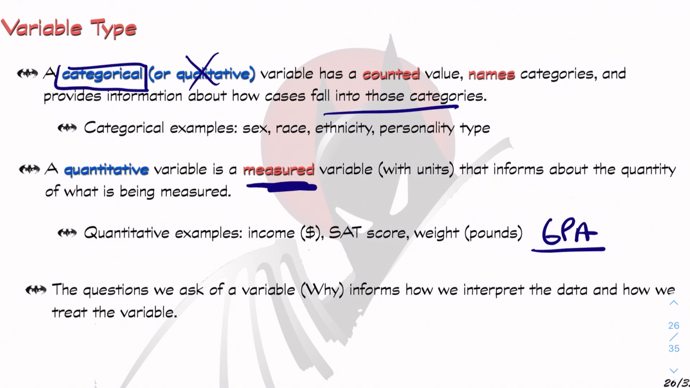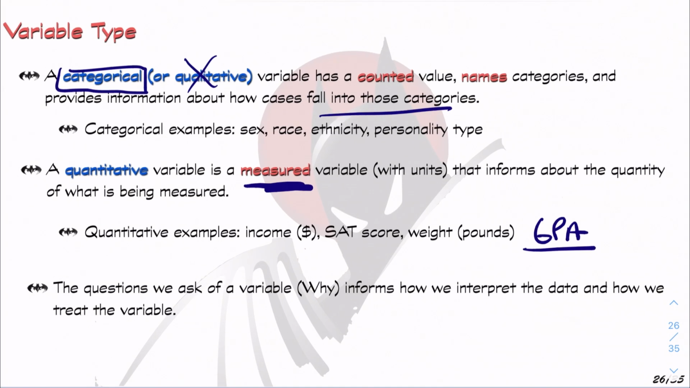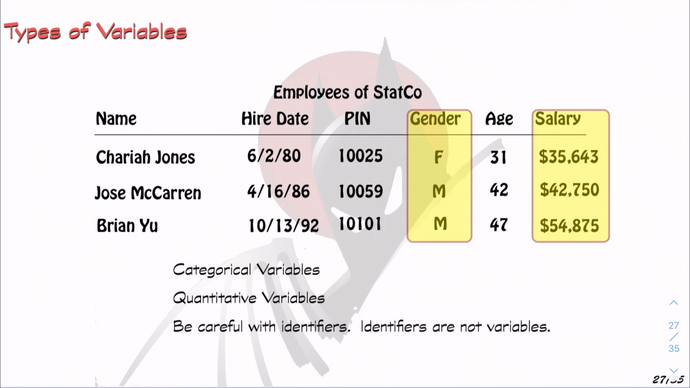The question we ask of a variable, the why, informs how we interpret the data and how we treat the variable. And it's not always straightforward. Sometimes it is, but sometimes you guys have to make a decision. And that's the messy world that statistics lives in. That's the real world. Depending on the context, sometimes it's as simple as: if I have names, hire date, PIN number, gender, age, and salary, what are the categorical variables and what are the quantitative variables?